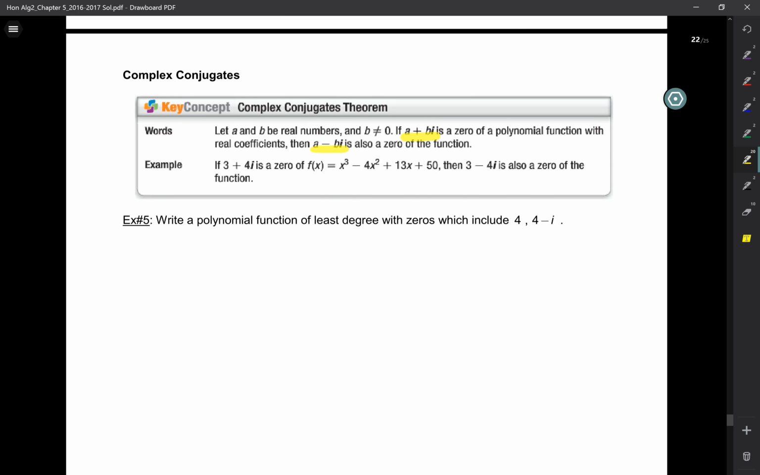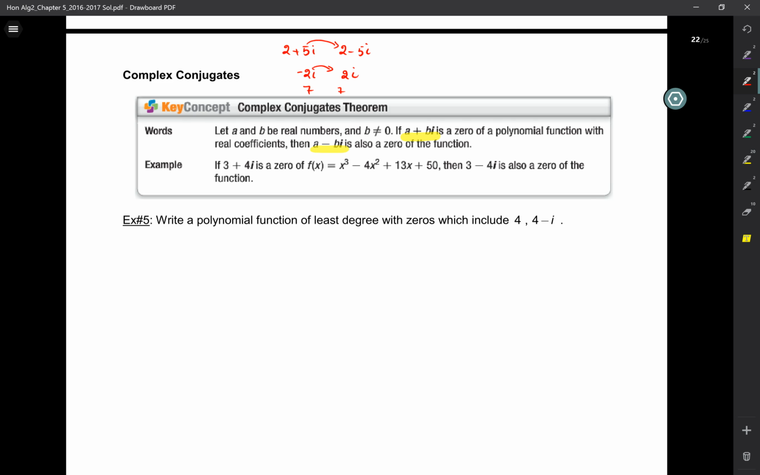Meaning, suppose you have 2 plus 5i. What would the complex conjugate be? 2 minus 5i, right? We've done this before, right? If you have negative 2i, what would the complex conjugate be? Positive 2i. If you have 7, what's the complex conjugate? Just 7. It's only for imaginary parts of the complex numbers.